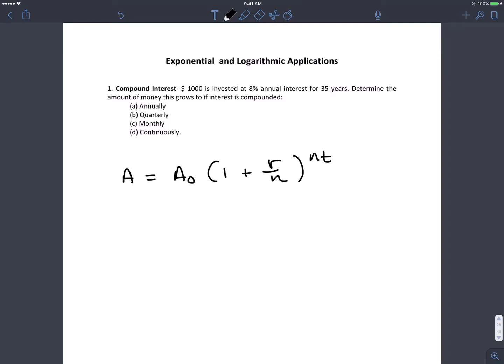This is the application portion for our log and exponential equations. And we're going to start with the first model, a compound interest model. This is the compound interest formula.